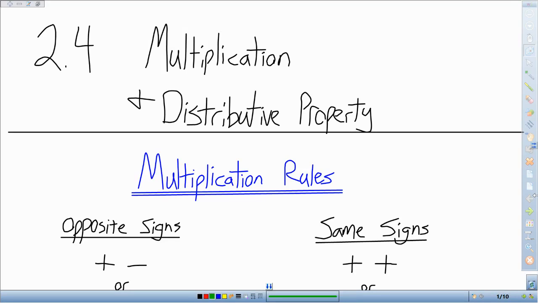What's up, everybody? So today we're going to be looking at 2.4, multiplication and distributive property. This is going to be a lesson that has a lot of fundamental arithmetic rules that I'm sure you've seen in the past. But it's another one where we're just making sure everybody's on the same page. It should be pretty simple, but it's a good refresher. Okay, let's take a look at the first slide here.